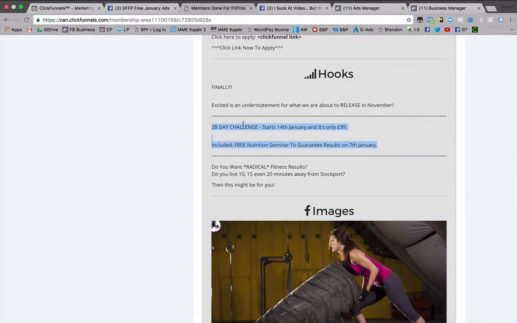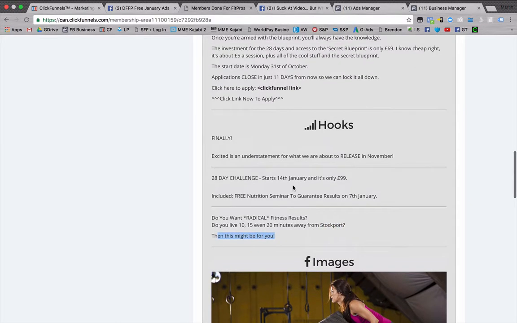And then this one is one of my all-time favorites. I'm gutted that I'm actually giving this one away, because this is my best one. It says, do you want radical fitness results? Do you live 10, 15, even 20 minutes away from whatever your location is? Then this might be for you. This basically qualifies them on the result, this qualifies them on a location, and then this tells them this might be for them.